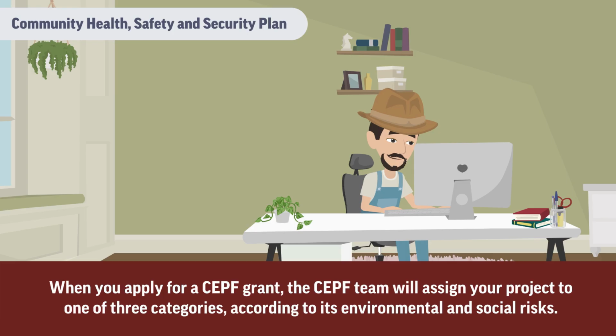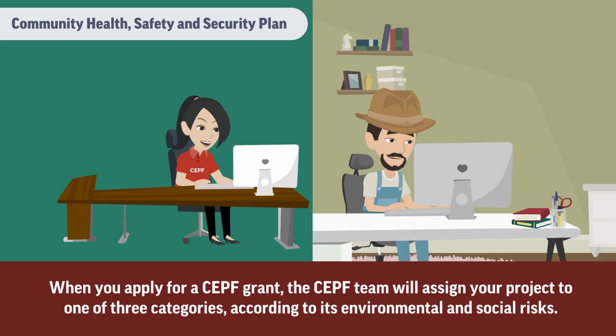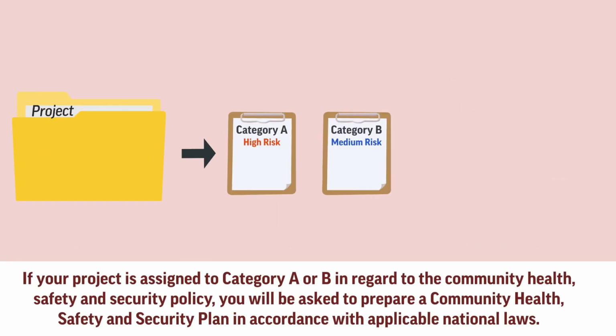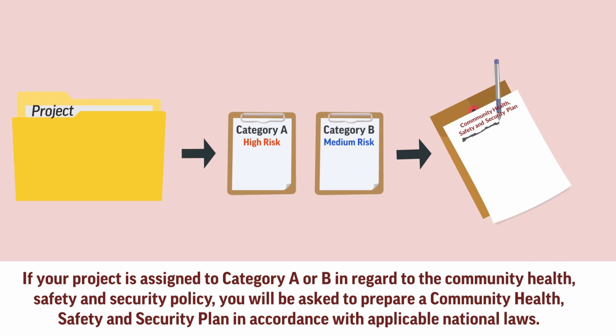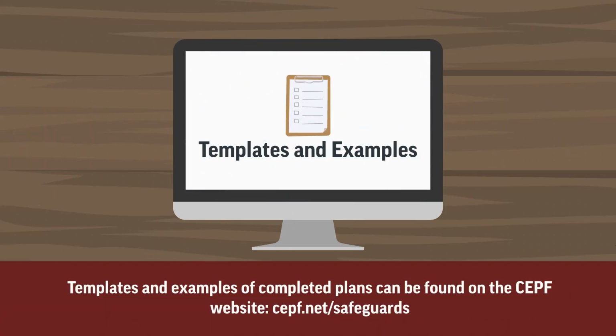When you apply for a CEPF grant, the CEPF team will assign your project to one of 3 categories, according to its environmental and social risks. If your project is assigned to Category A or B in regard to the Community Health, Safety, and Security Policy, you will be asked to prepare a Community Health, Safety, and Security Plan in accordance with applicable national laws. Templates and examples of completed plans can be found on the CEPF website.